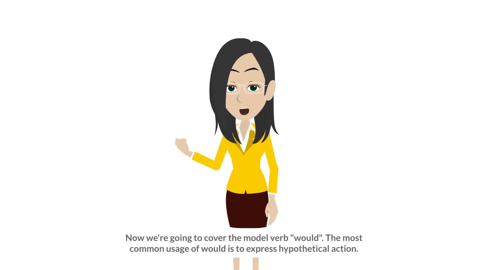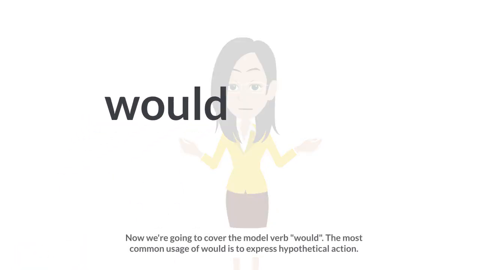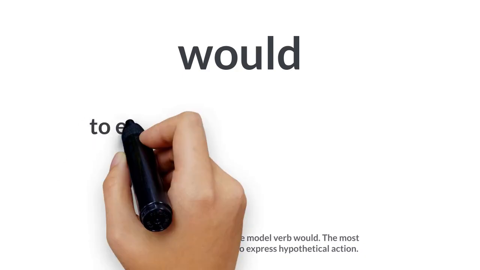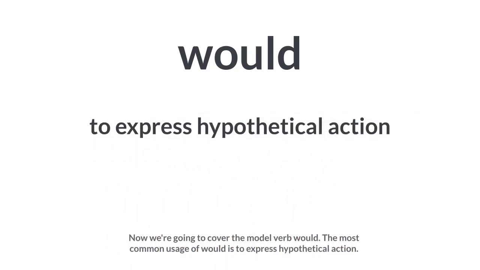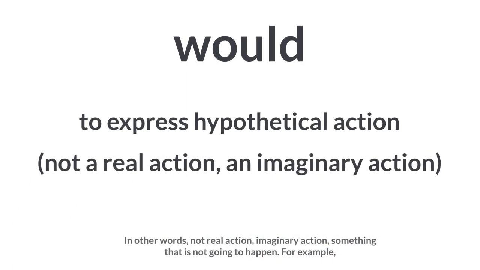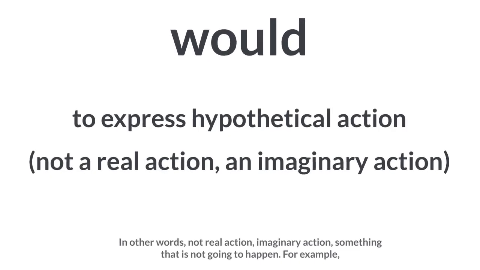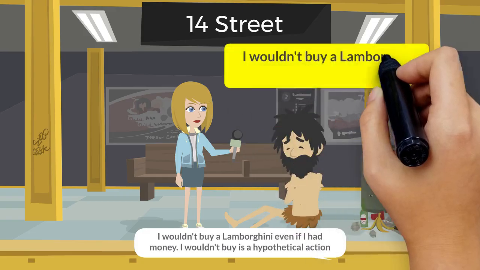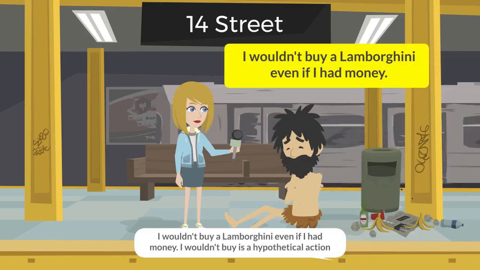Now we are going to cover the modal verb would. The most common usage of would is to express hypothetical action. In other words, not real action, imaginary action, something that is not going to happen. For example, I wouldn't buy a Lamborghini even if I had money.